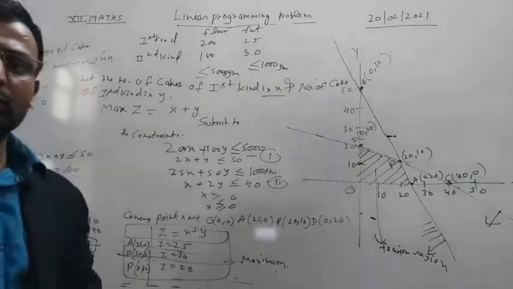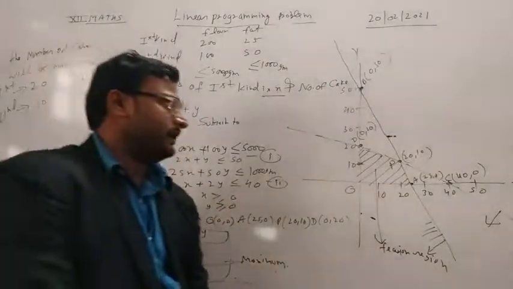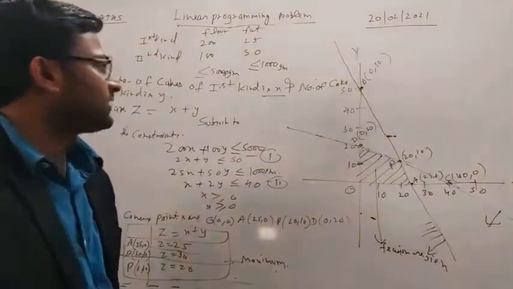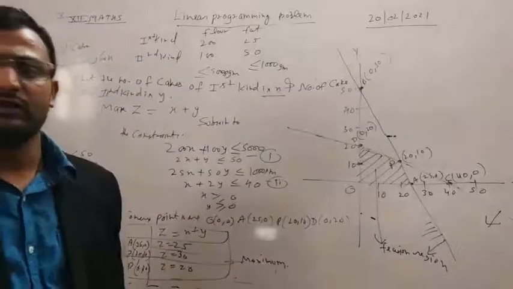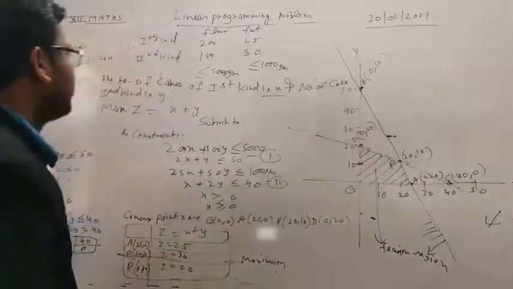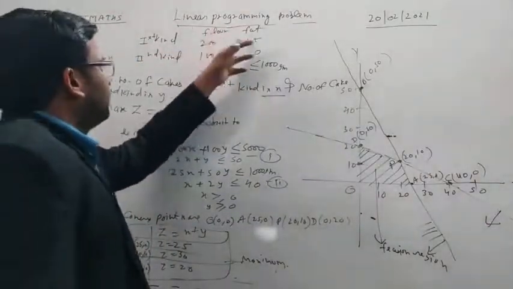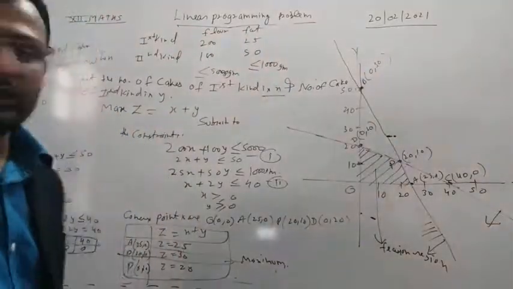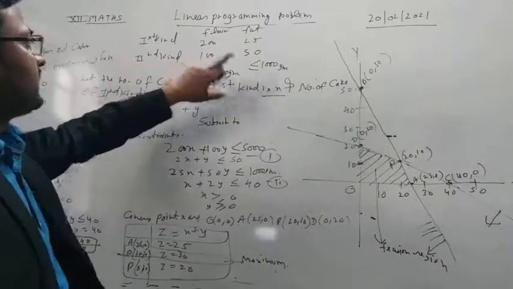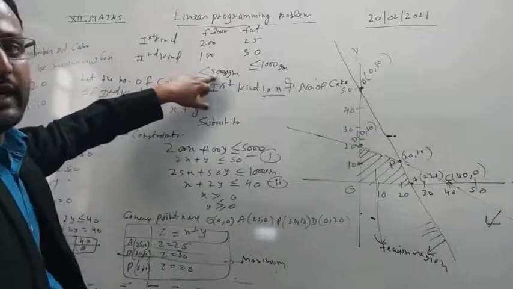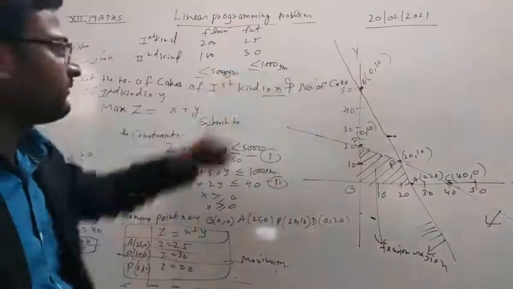So such a type of question is called a linear programming problem. In this type of question, students, we first of all make the mathematical formulation. We change the question into mathematical formulation. The first kind of cake takes 200 gram of flour and the second kind of cake 100 gram, and the maximum available is 5 kg. And for the other material, it is 25 gram and 50 gram, with a maximum of 1000 gram.